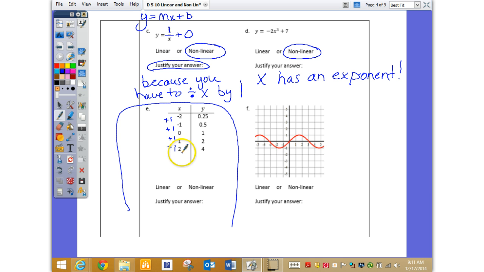+1. And they're going in order, aren't they? -2, -1, 0, 1, 2. That one works. That's in order. So far it looks linear. How about on this side? What do we do here? What's the pattern? Here it looks like I had to plus what? Think money.